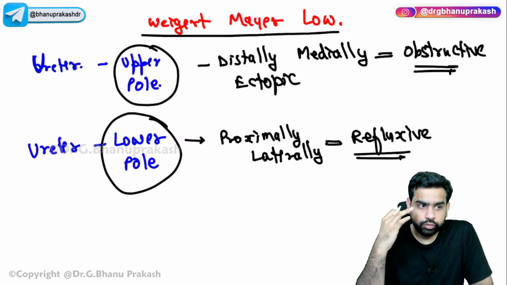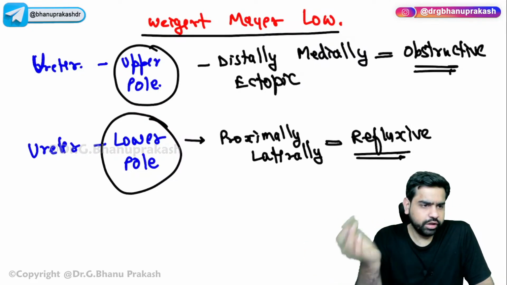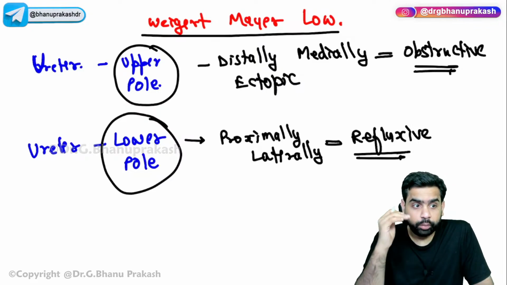Yes, so the ureter which is basically draining the lower pole of the kidney is associated with the VUR. Yes, you're right, absolutely right. Okay, and so VUR is not a problem, right? Some amount of the reflux is not a problem, that's okay, but the obstruction is a problem.